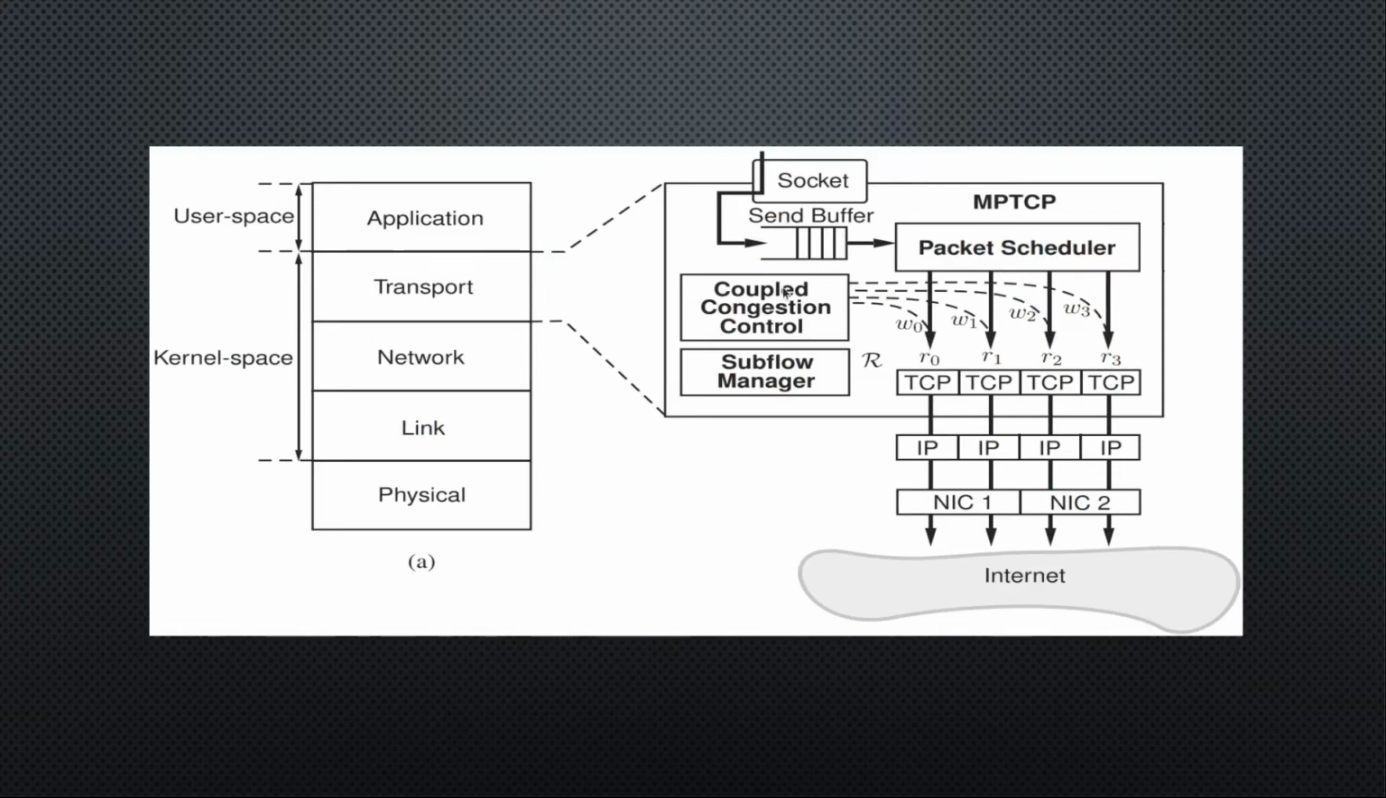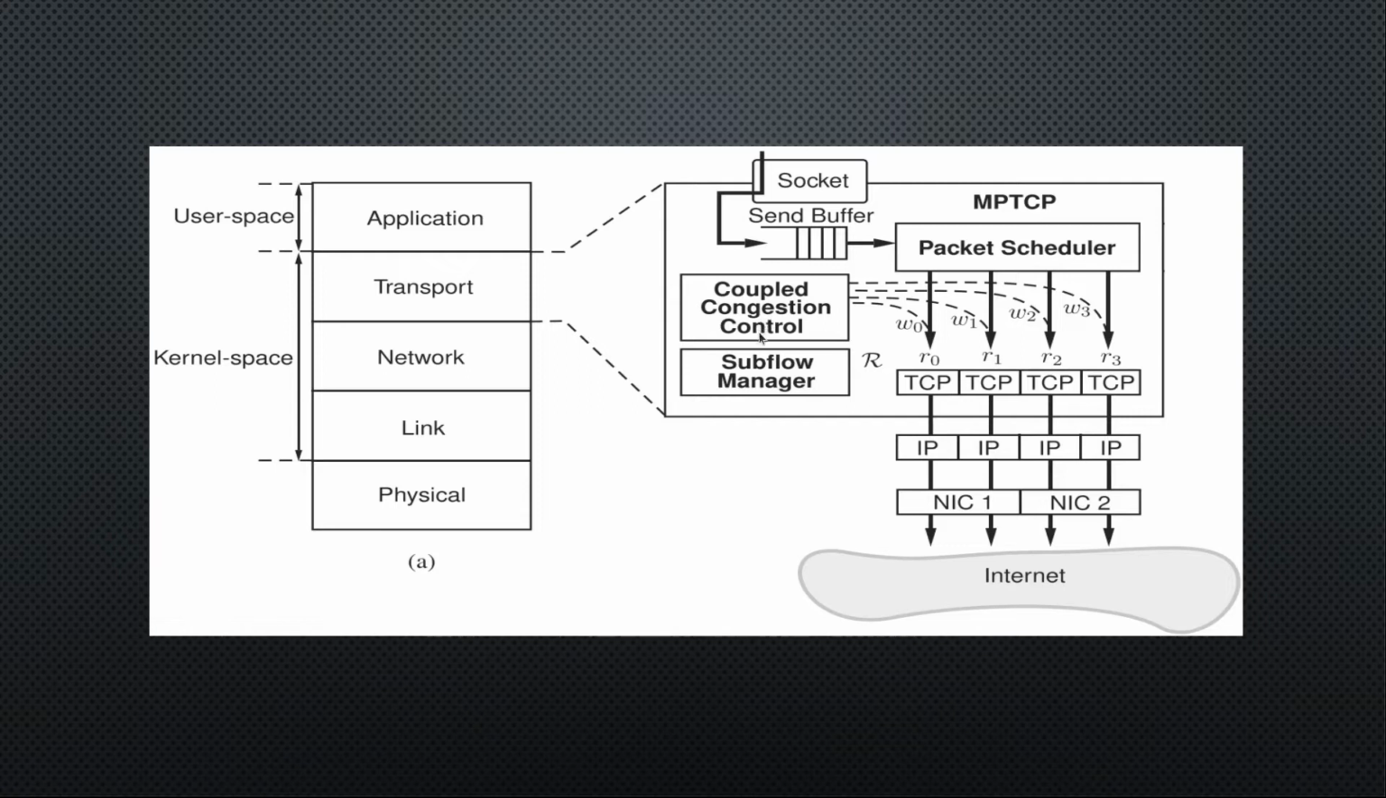The congestion control component is responsible for adjusting the sending rate for that subflow. So the scheduler chooses the subflow and congestion control is adjusting the sending rate. There are two different congestion control mechanisms, coupled and uncoupled, in MPTCP.